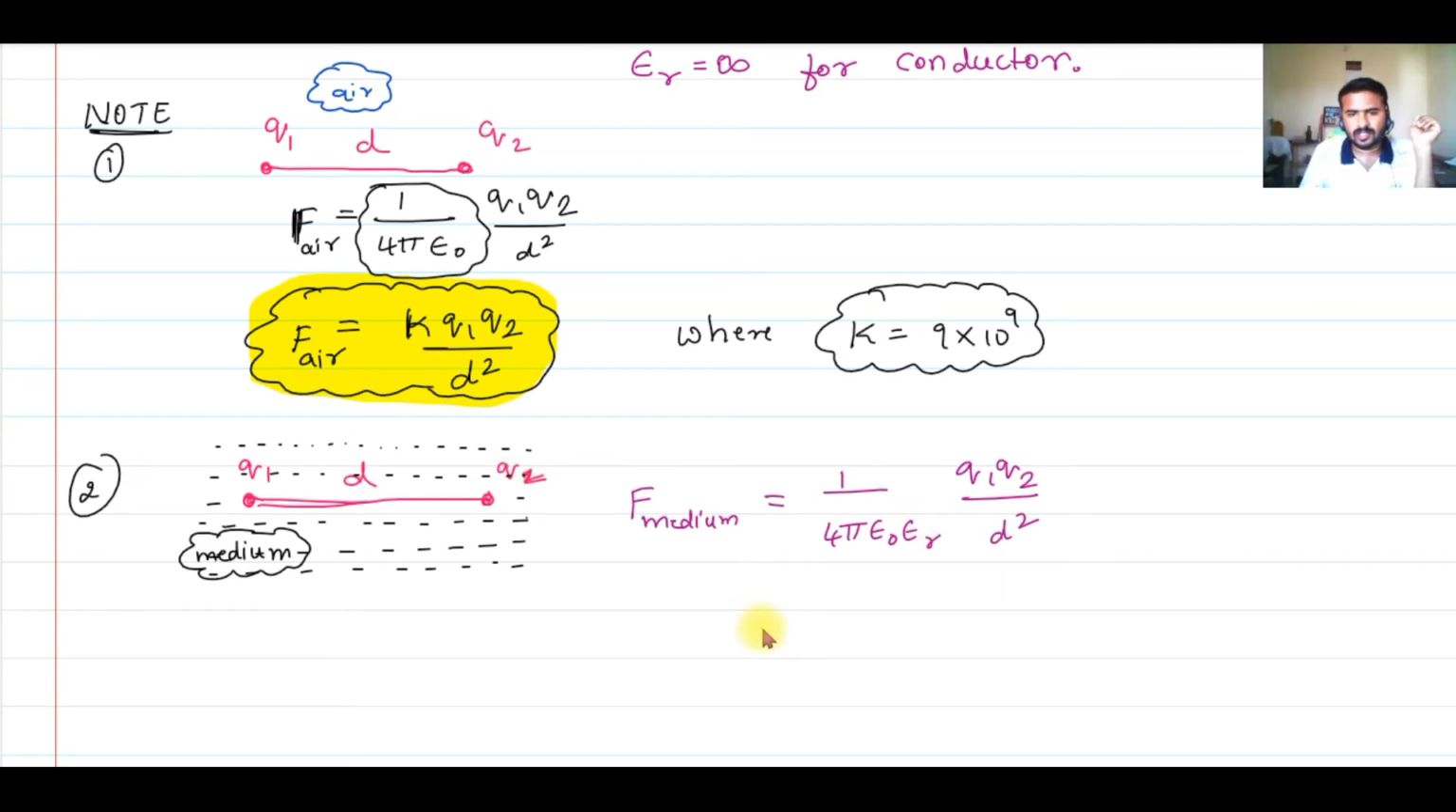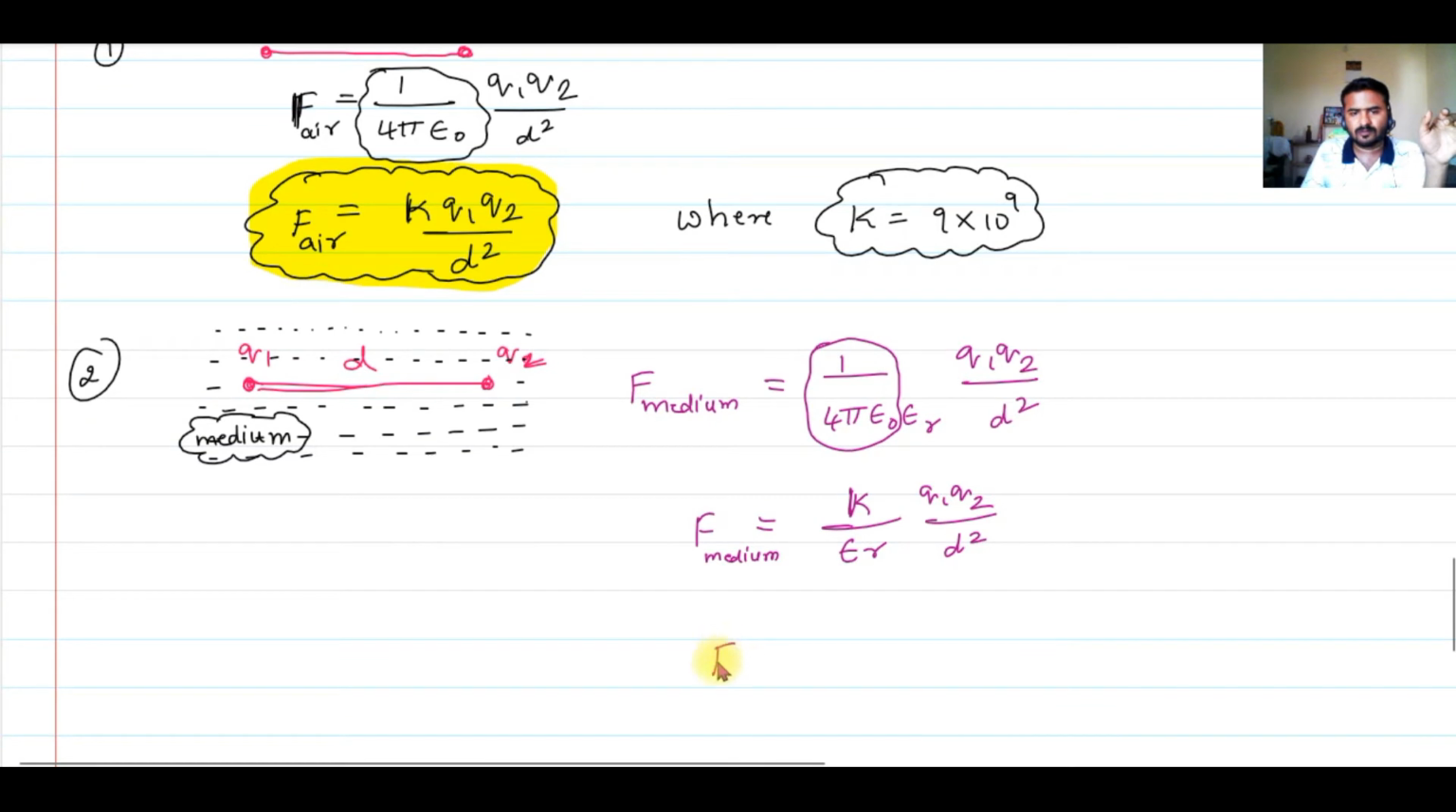Now here 1 divided by 4 pi epsilon naught is already known to us, which is nothing but k, right? This entire thing is nothing but k, and in the denominator I have epsilon r, I'll write as it is. So q1 q2 divided by d square. That is nothing but the force between two charges when these two charges are kept in some other medium. Now again you should make another observation. Force between two charges in any medium is nothing but k into q1 q2 by d square, and then you have into 1 by epsilon r.